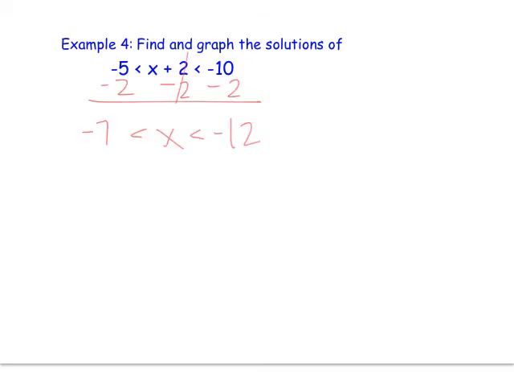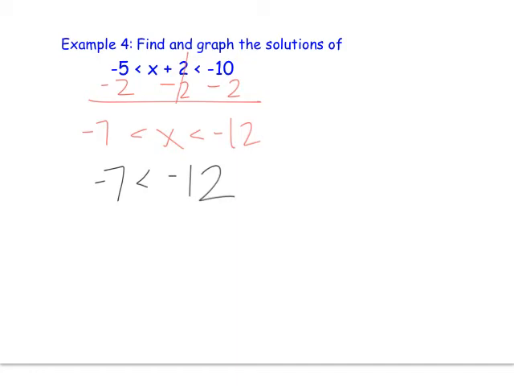So you may have gotten to this point and gotten a little bit confused because this says -7 is less than x and x is less than -12. Well, if that's true, then that would mean that -7 has to be less than -12. But -7 isn't less than -12. We know that -12 is actually smaller. If we explore this on a number line, it makes a little bit more sense.